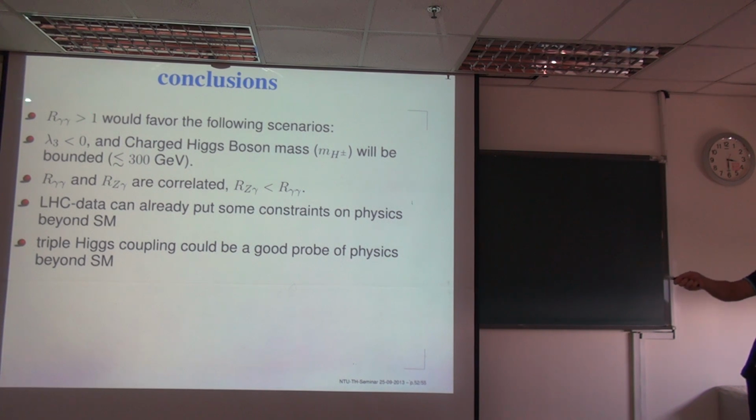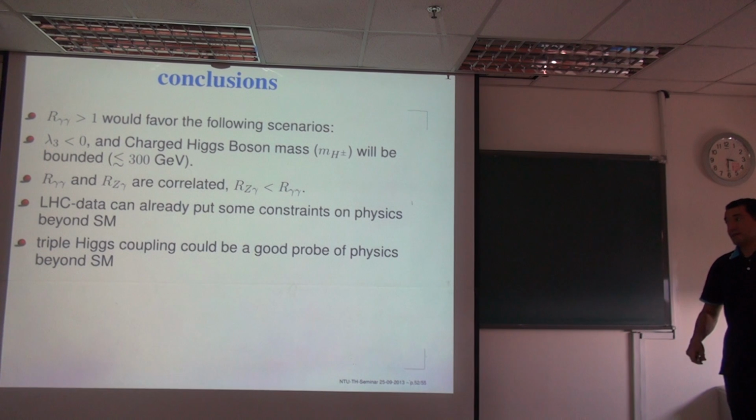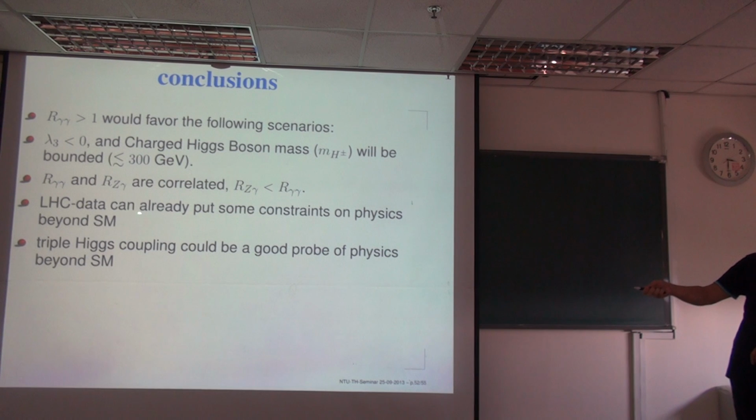I showed you that for Higgs to the diphoton, with the next run of the LHC, if there is still some excess in the gamma-gamma channel, that means that this lambda 3 should be negative and the charged Higgs should be less than 300 GeV. It depends how much you want to enhance this gamma-gamma. And those two processes are correlated. But R gamma-Z is usually smaller than the diphoton mode. From the LHC data, I showed you that from the invisible decay constraint, you can already put some constraint on the inert Higgs doublet model.